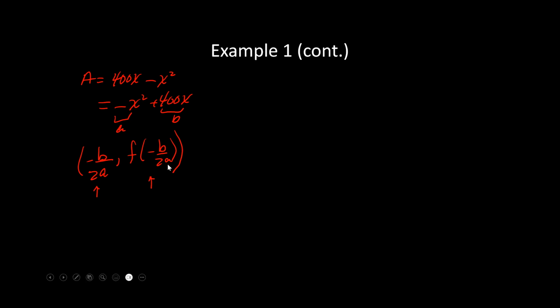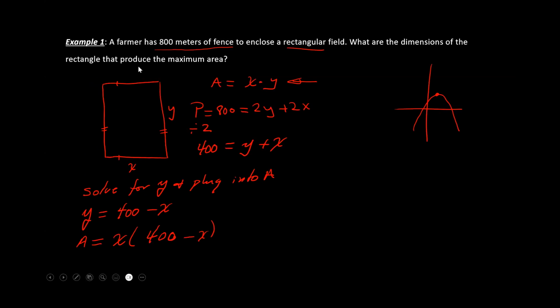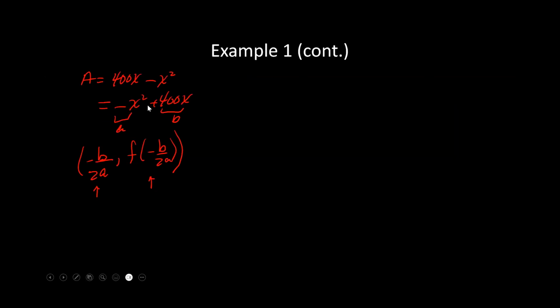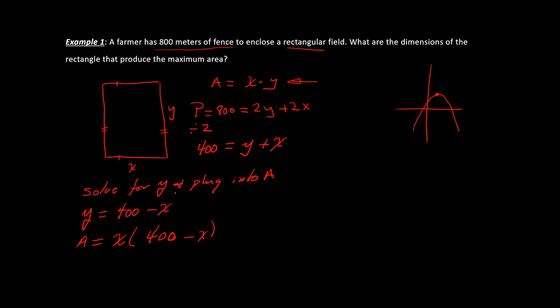But the problem asked for the dimensions. So we need to find this x dimension right now. So the x for the vertex is negative b over 2a, where negative b is 400, over 2 times a, which is negative 1. So that's 400 over 2. The negative gives me a positive, so that's 200 meters. So the x dimension, this dimension, is going to be 200 meters.